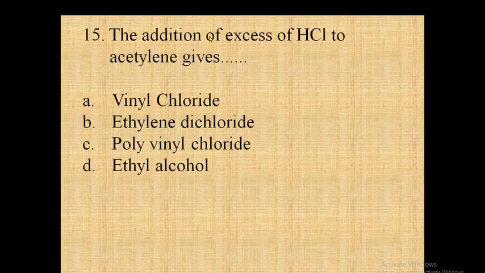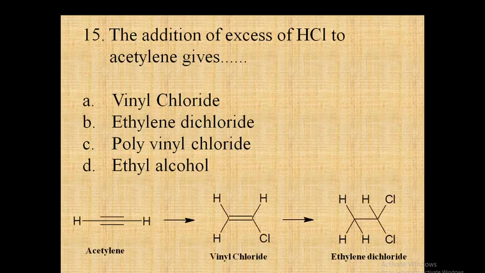Now the next reaction: the addition of excess of HCl to acetylene gives vinyl chloride, ethylene dichloride, polyvinyl chloride or ethyl alcohol. Let's see the reaction of HCl addition to acetylene. So here is the acetylene. When an HCl molecule is added to this, as it is symmetrical, there is no question of Markovnikov's rule. So you are getting vinyl chloride. Hydrogen is attached to this carbon, and chlorine will attach to this. So you are getting this vinyl chloride.